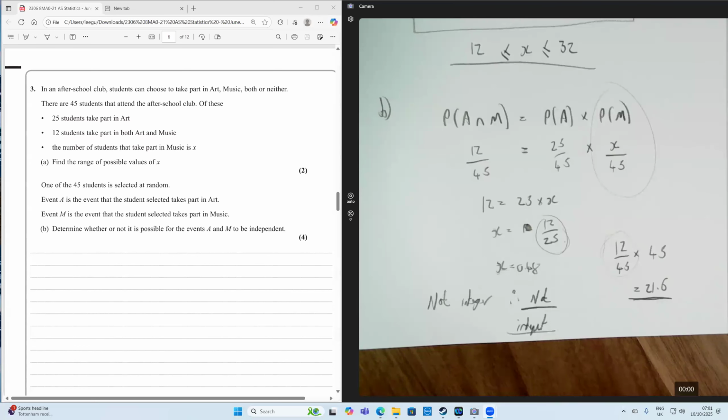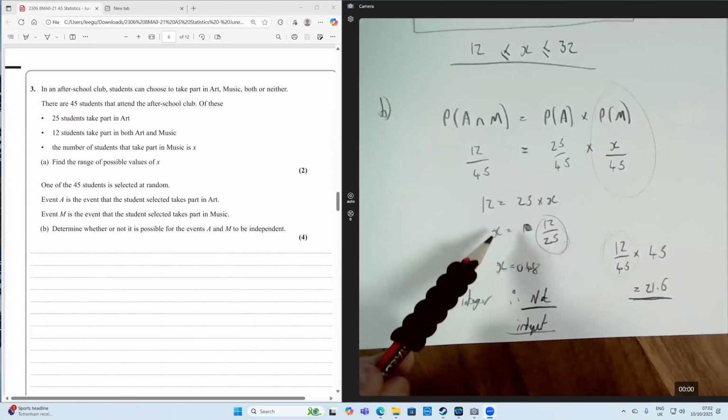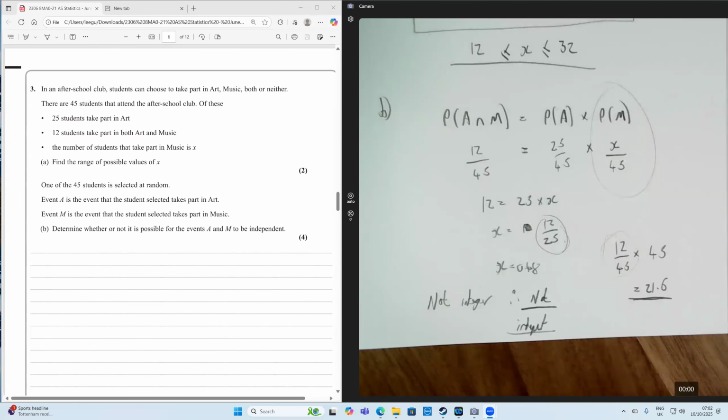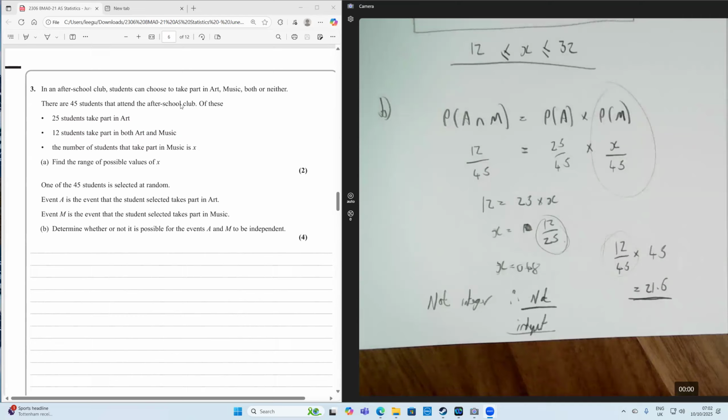Now that, I think, is super, super tricky. But in this particular way of doing it, we just assumed that they were independent, and we found the value that would make it work if that was the case. Then we found that that gave us 21.6 students, which didn't work.